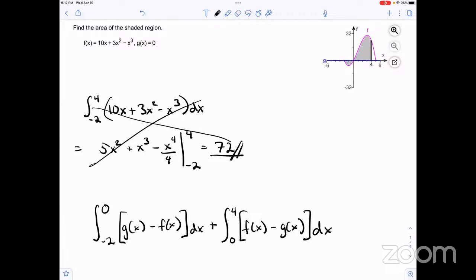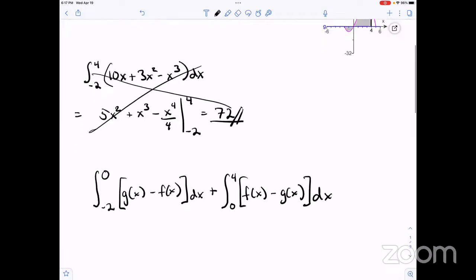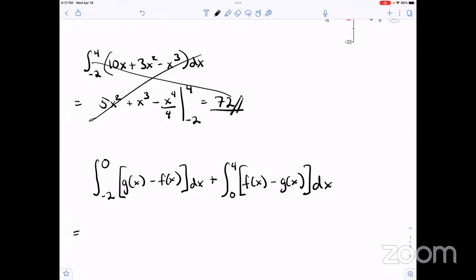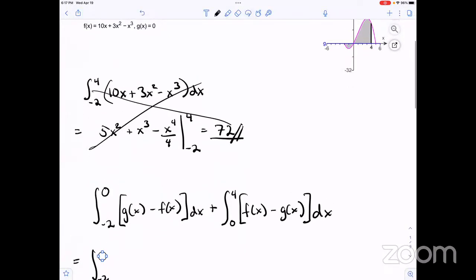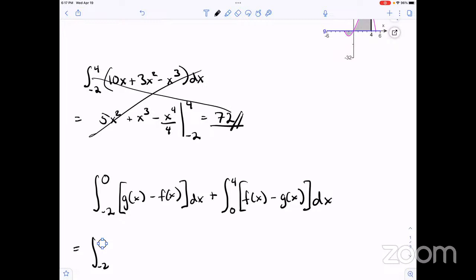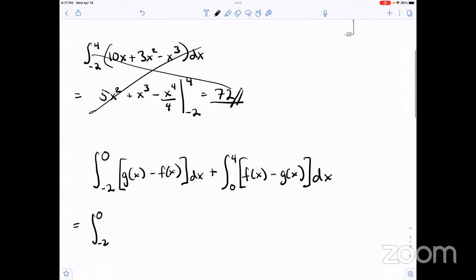Okay, so if we continue this narrative, this goes from -2 to 0. So g of x is the 0 function, and so we need to distribute a negative into f. So then this first part is going to become -10x plus 3x squared. Distribute the negative, so minus 3x squared plus x cubed. We need a dx like this.